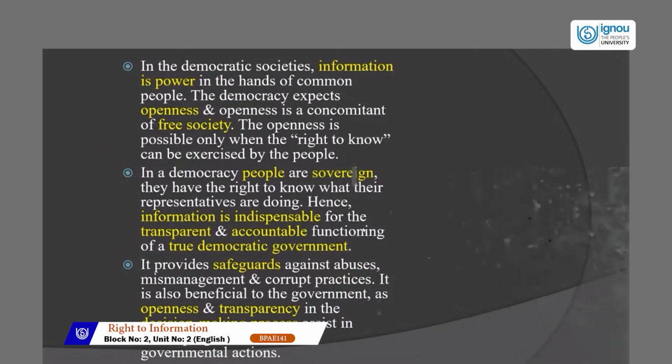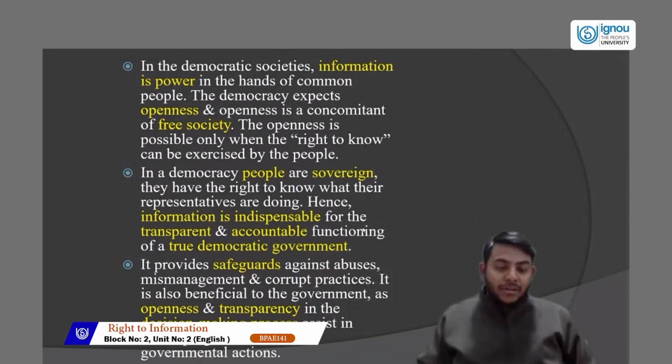So that is why in a democracy, the people or the voters have the right to know what their representatives are doing. Hence, information is indispensable for transparent and accountable functioning of a true democratic government, because information provides safeguards against abuses, mismanagement, and corrupt practices.